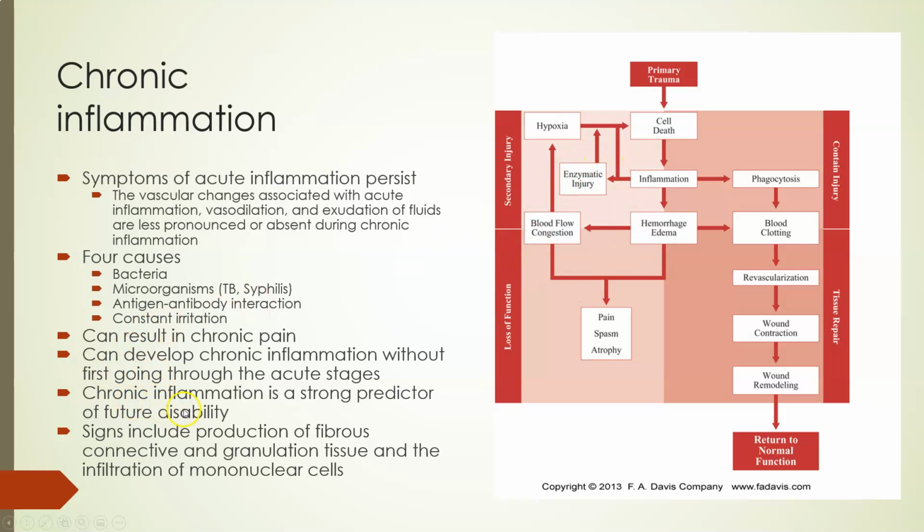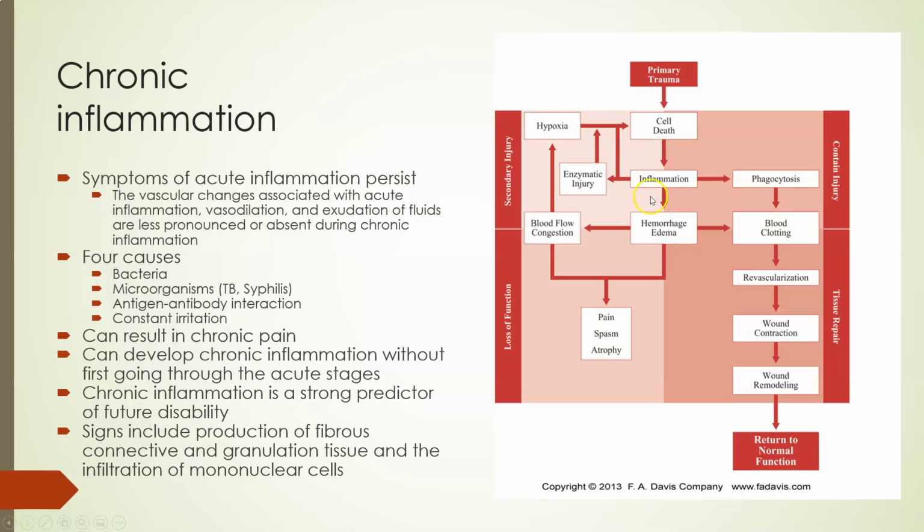And that's why chronic inflammation is a strong predictor of future disability, because we continue to get inflammation, we continue to get death, we continue to get the possibility of even some of this phagocytosis to occur, but we never get to the point where we get healing, and we just get an overall breakdown of the tissue. And so once we get into this chronic inflammation, now this is a cycle that we need to break.